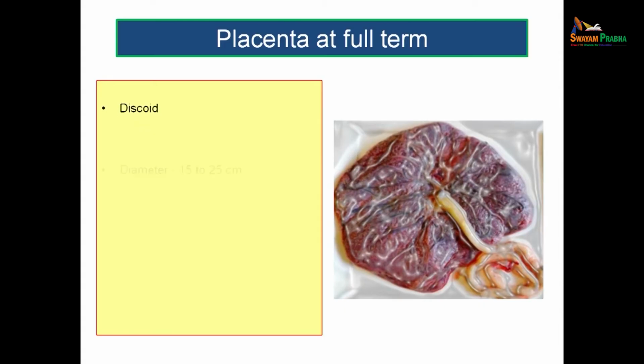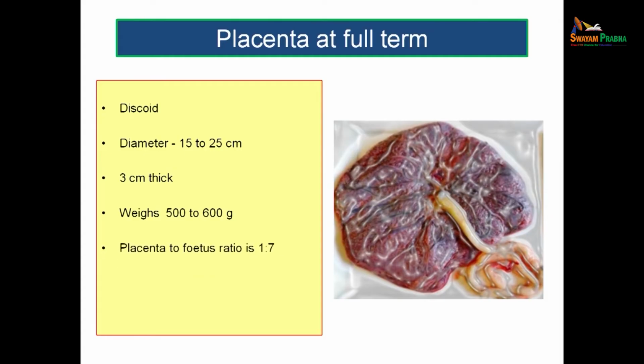Now, when you look at a full term placenta, what are the features you can make out? It will look like a disc, so it will be discoid. What about the diameter? It will be roughly 15 to 25 centimeters. The thickness of the placenta will be roughly 3 centimeters. And what about the weight of the placenta? It will be roughly half a kg, that is 500 to 600 grams.